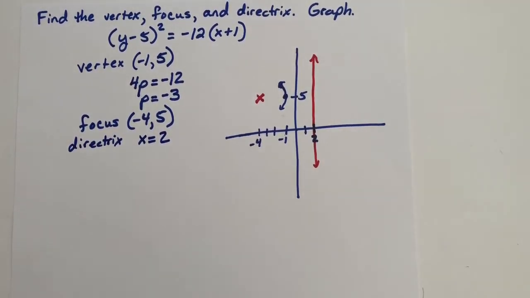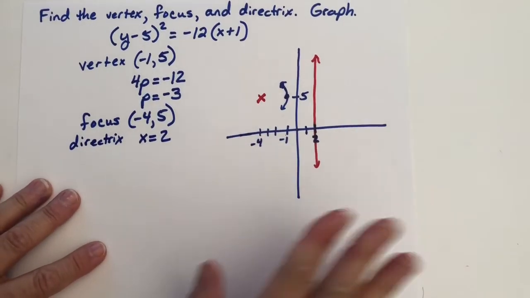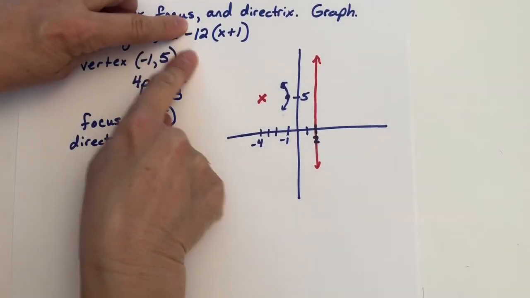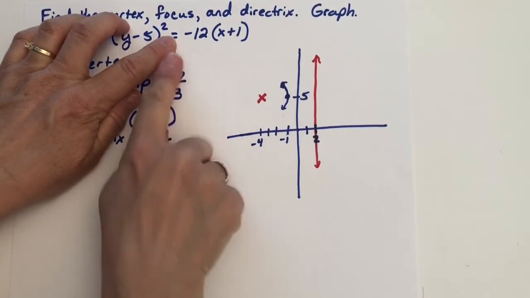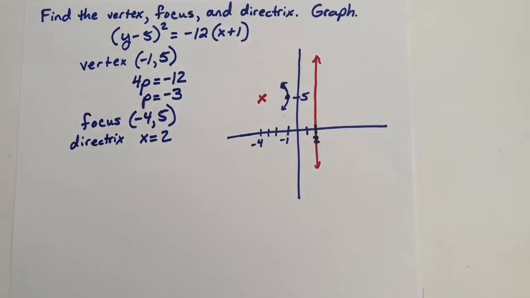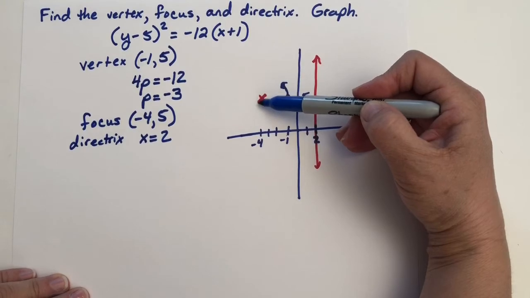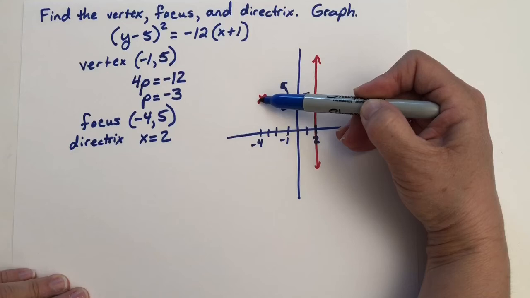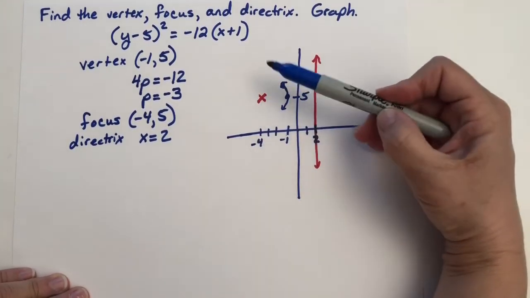And last, I want a respectable graph. I know it opens to the left, but I'm not sure how wide or narrow it will be until I use this number. Remember, the absolute value of 4p, in other words, the absolute value of this number right here is the focal diameter. That's the distance across the parabola through the focus. So I know the focal diameter, the distance across the parabola through this focus, will be 12 units. That means up 6 and down 6. So let's draw that in.